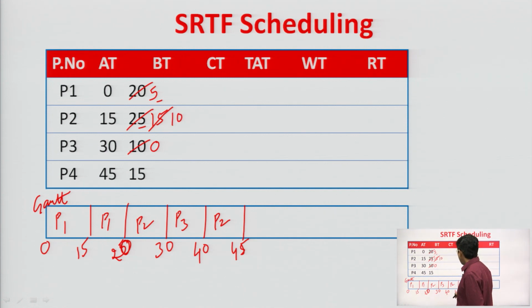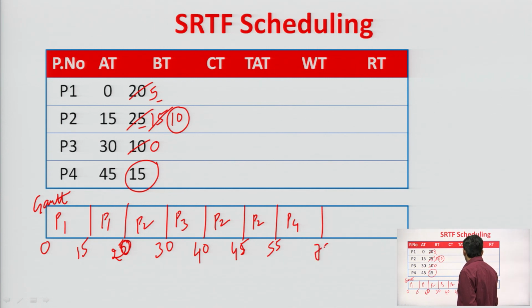10. So, at 45 time जब P4 भी आ गया है, तो we have two processes with the burst time 10 and 15. Obviously 10 वाला select किया जाएगा, और P2 will continue its execution till the completion. After this we have only one process, that is P4. So, P4 will be picked up for the allocation and it will run up to completion. So, 55 से 70 तक ये जो P4 process है वो run करेगा.